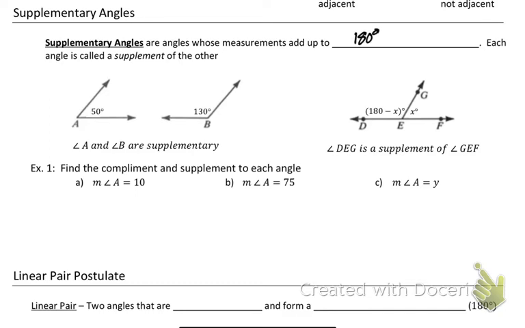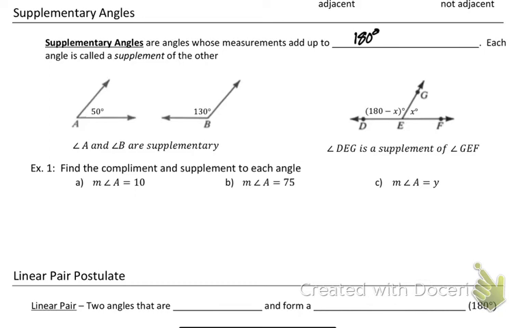Each angle is called a supplement. So if this is 130 and 50, they don't need to be next to each other. They're still called a supplement. Be careful on those because I know people on tests are like, well, it's not a complement because they're not right next to each other. They just had to add up to 90 to be a complement. They have to add up to 180 to be a supplement.